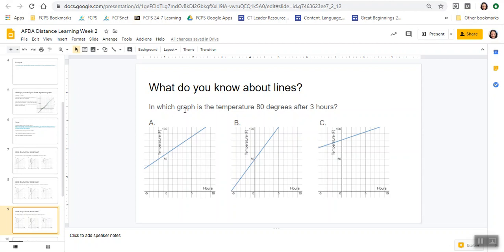All right, and this one says, in which graph is the temperature 80 degrees after 3 hours? So you're going to look for 3 hours, and you're looking to see which one has a temperature of 80 degrees. This one seems to have a temperature of about 75. This one has a temperature of about 80, so I think it could be this one. I'm going to check the last one. This one, if I go to 3, it looks like we're actually closer to 87. So the answer for this one should be B.